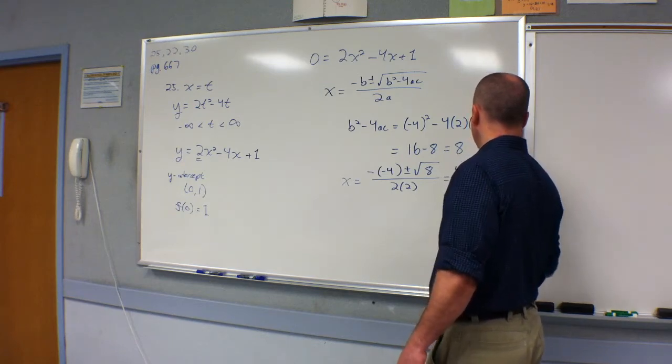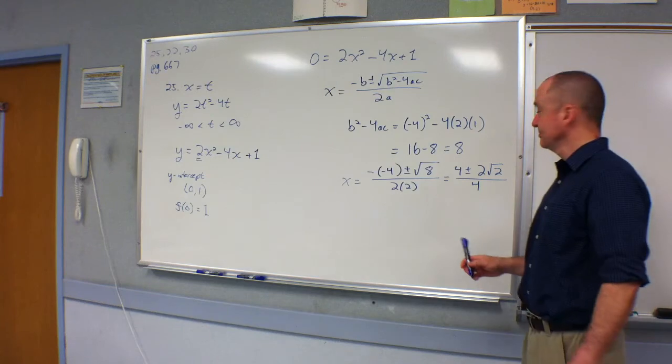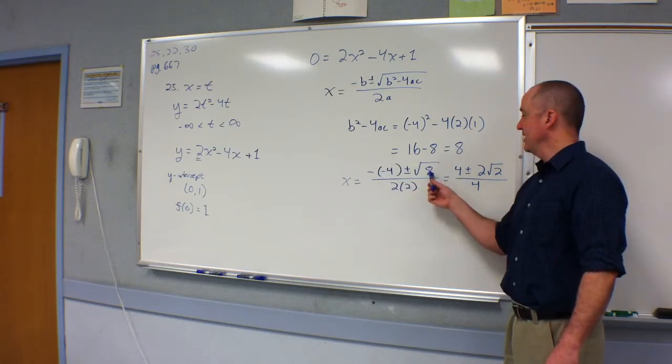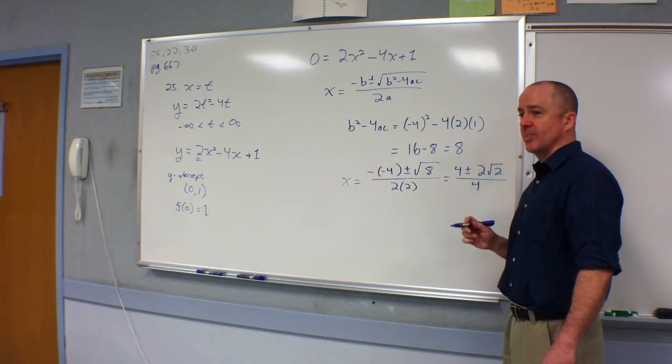Okay, how did they do it? Negative of a negative is a positive. 8 is 4 times 2. That's the first thing you did.